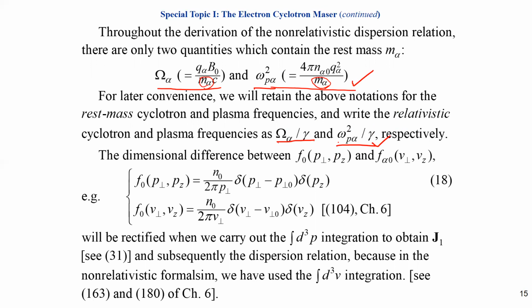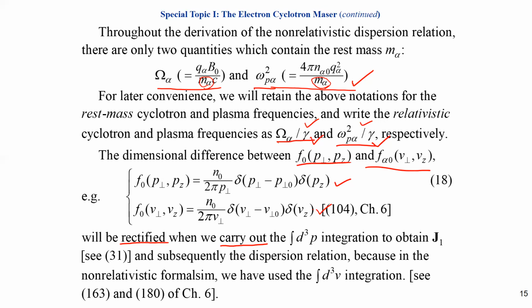Relativistic plasma frequency, relativistic cyclotron frequency. Okay, that's plasma frequency, that's cyclotron frequency. The difference between this one and this one is shown here. Very similar. It will be rectified when we carry out the integration to obtain J1 and subsequently the dispersion relation.